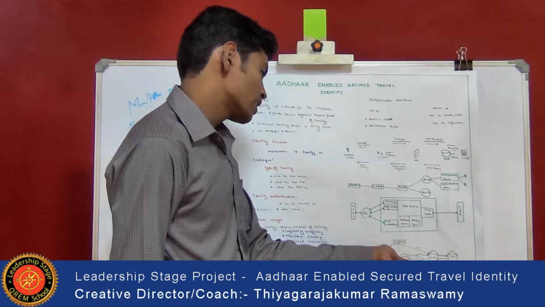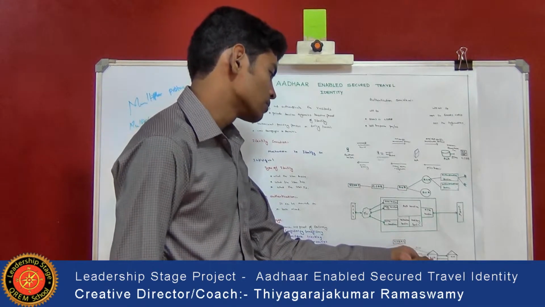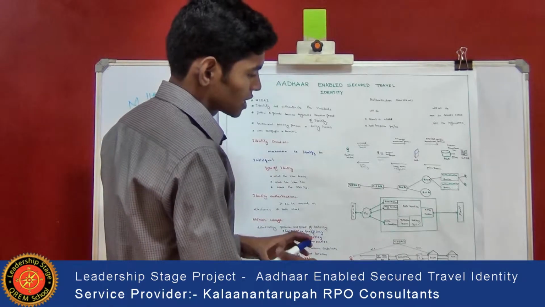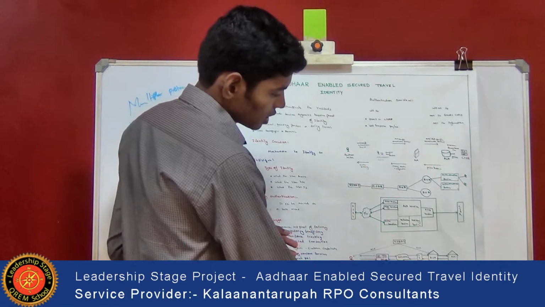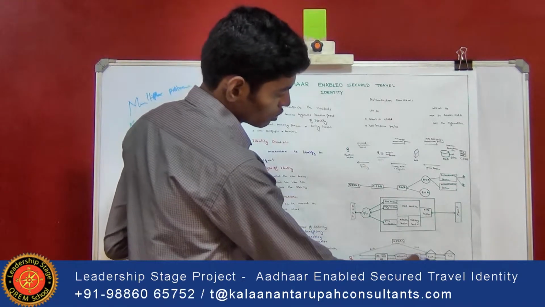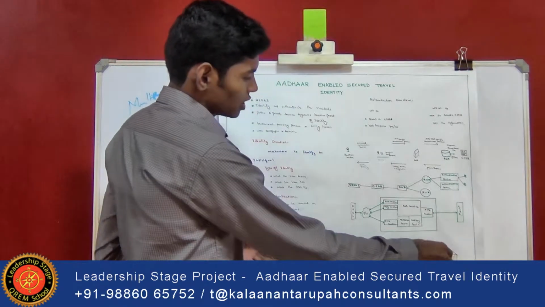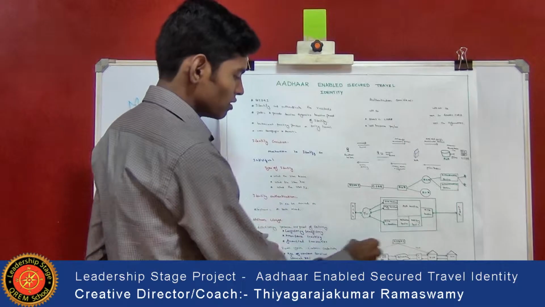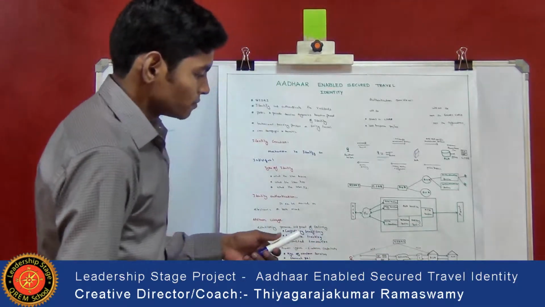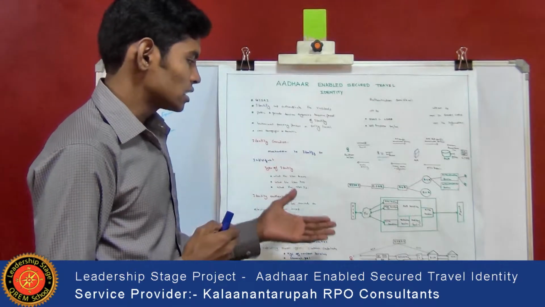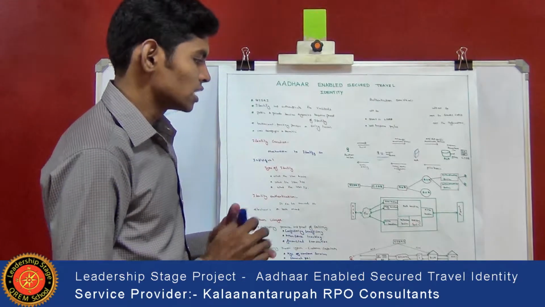Using that web server, we can connect to the existing bank server. Then we send a request for the transaction. After that, the transaction is routed to the issuing bank. Here the transaction will be performed. Then when the transaction is completed, a message will be sent to the user. One-time process means that for each and every transaction, the password will be changed.